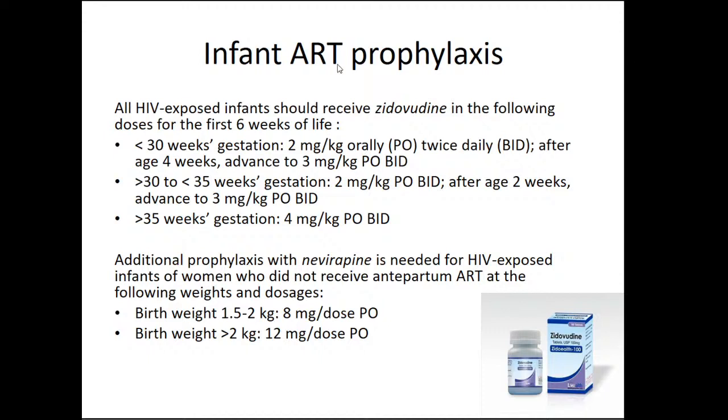So all HIV-exposed infants should receive zidovudine during the first 6 weeks of life. There are different doses of zidovudine. For example, if the baby was born prematurely at less than 30 weeks of gestation, the dose is usually 2 mg per kilogram orally, twice daily. After the age of 4 weeks, increase the dose to 3 mg per kilogram twice daily.